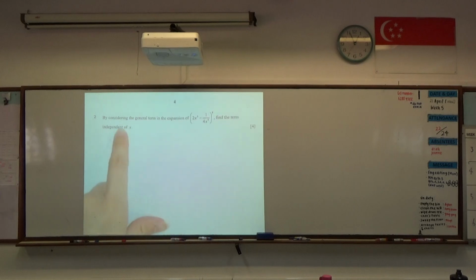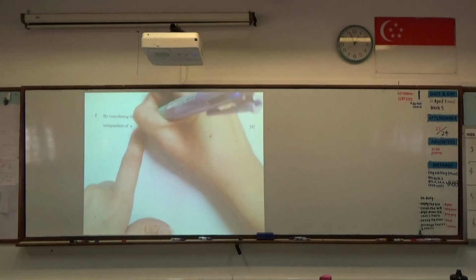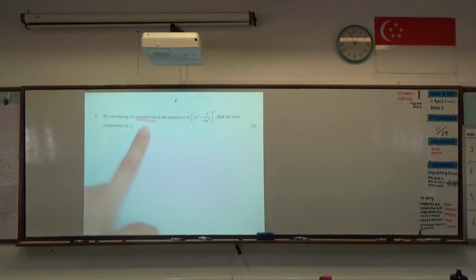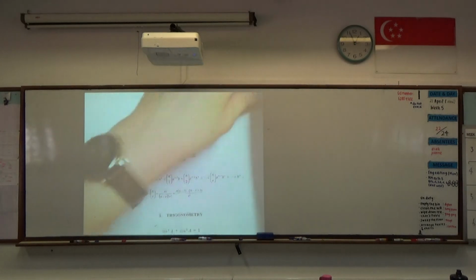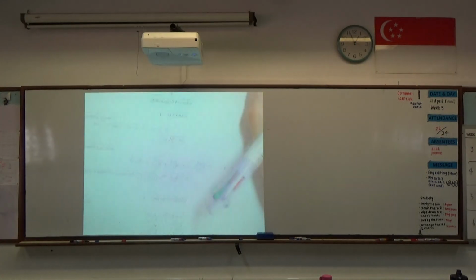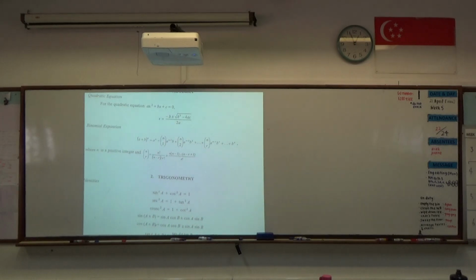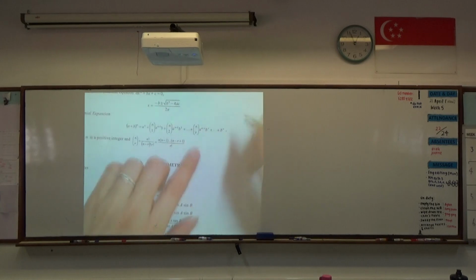So it says, by considering the general term. What is the general term? The general term can be found in the formula list. I don't think the formula list was printed for you; I printed it for you a long time ago. So the general term is found here.